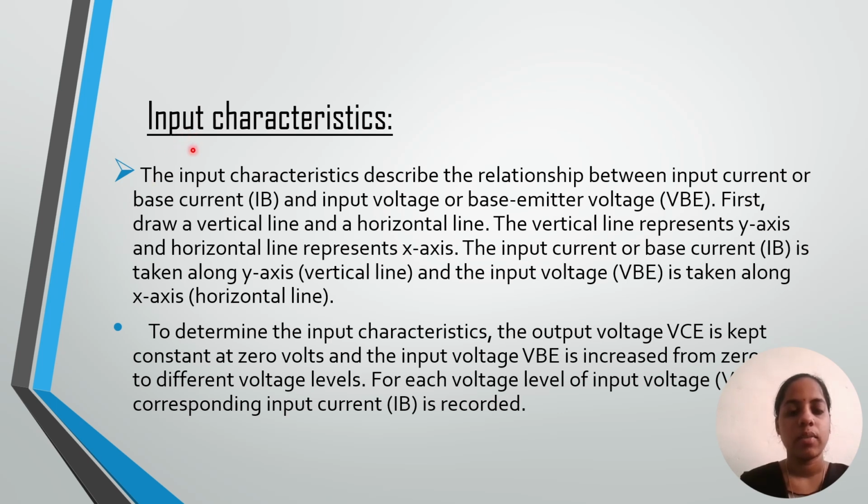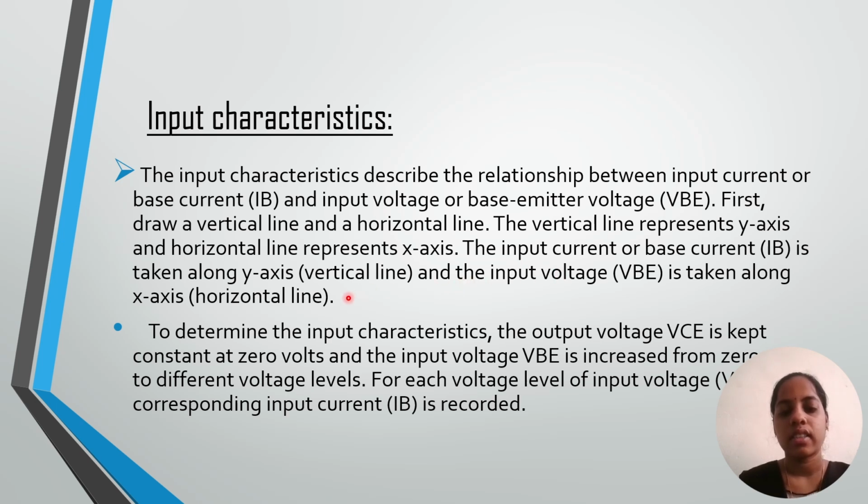The input characteristics of common emitter configuration. The input characteristics is the relationship between input current and input voltage. Here the input current is IB and the input voltage is the base emitter voltage VBE. First, draw a vertical line, which represents the y-axis. The output current or base current is taken along the y-axis.